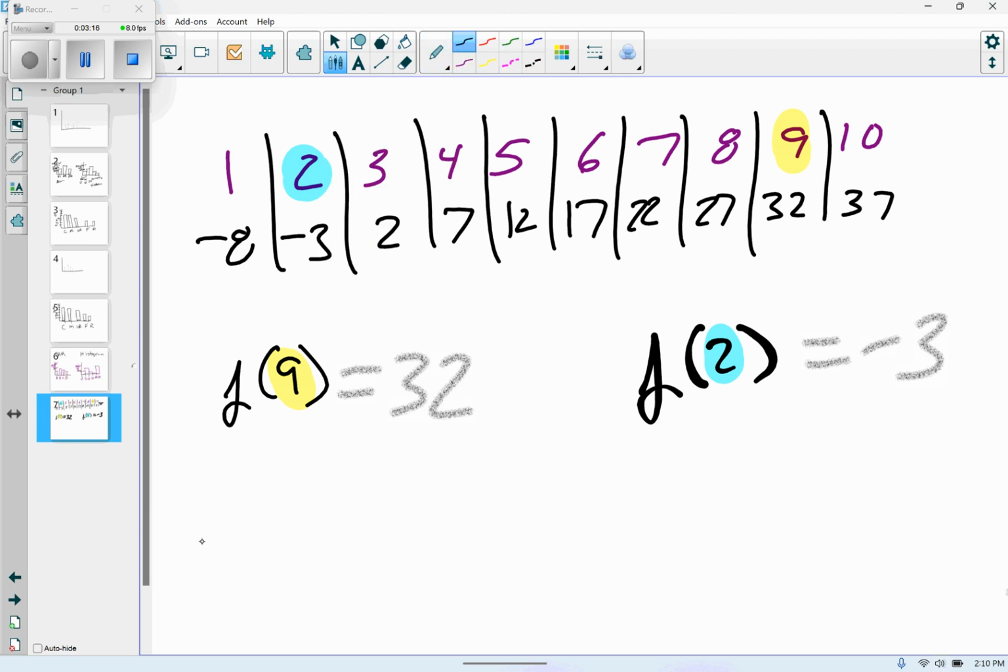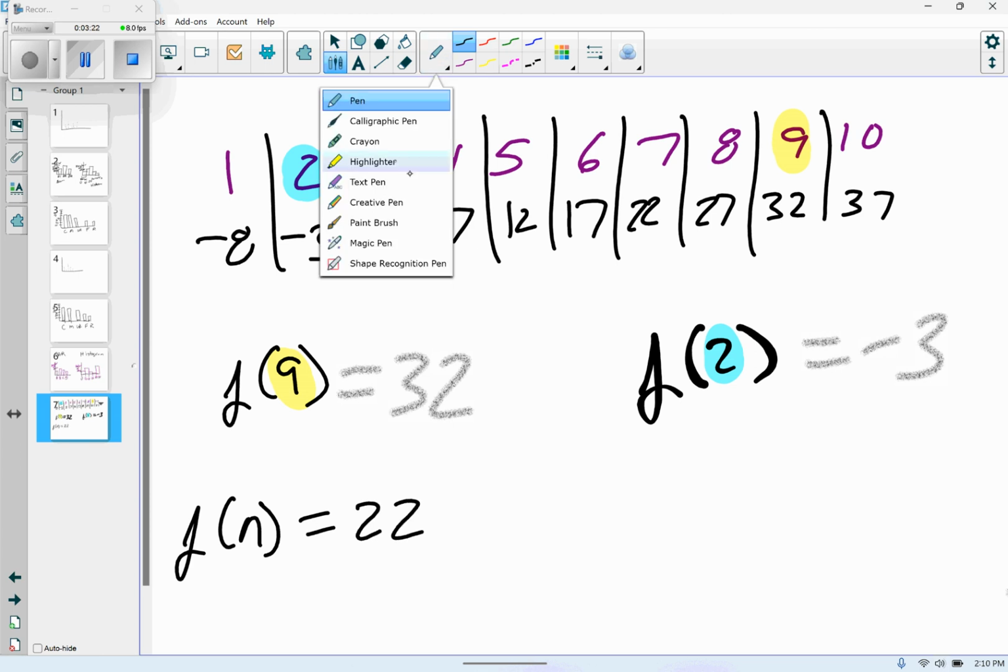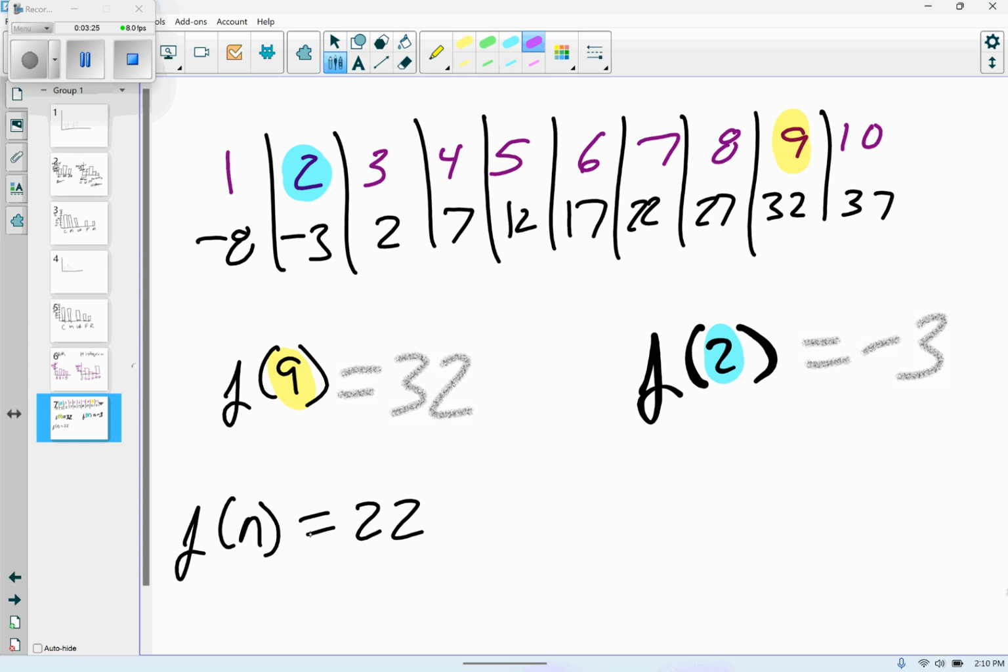Okay. Then we kind of change gears a little tiny bit. Then they say that F at n is equal to 22. All right, watch what's going to change. Ready? I have a 22. It's equal to 22. So that's our equal 22 down there. So what number goes with that? So this is going to say that n is equal to what? 7.